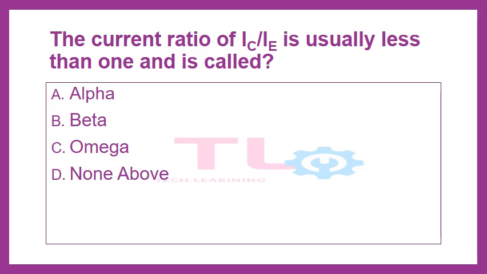The current ratio of IC upon IE is usually less than 1, and it is called option A, alpha, option B, beta, option C, omega, or option D, none of above. And the answer is option A, alpha.